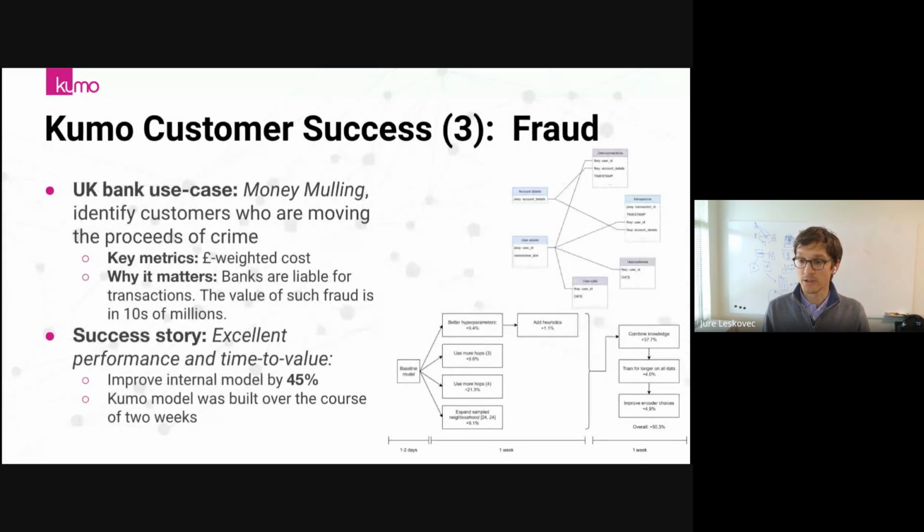The third use case I want to talk about is fraud detection. Fraud detection is naturally a graph-based problem. This is an example from a large bank in the United Kingdom, where in 2 weeks, GNNs improved 45% over the internal fraud detection model in this bank. The particular fraud model we are talking about is money muling, which is a specific type of fraud. The improvement was 45%.